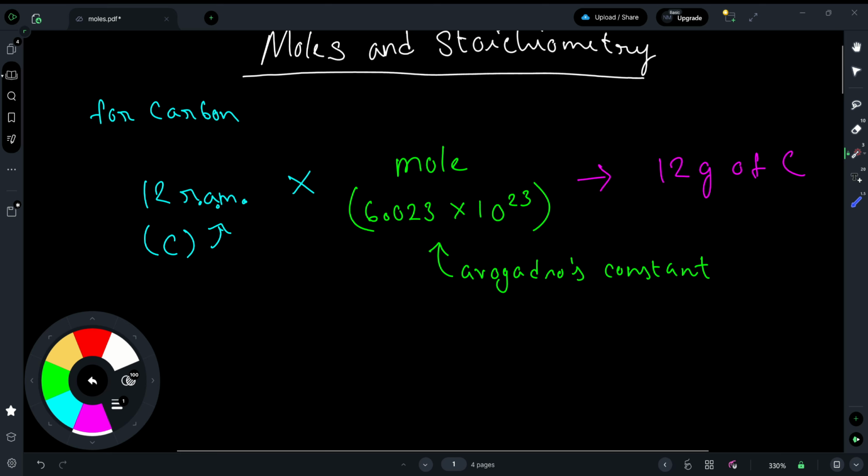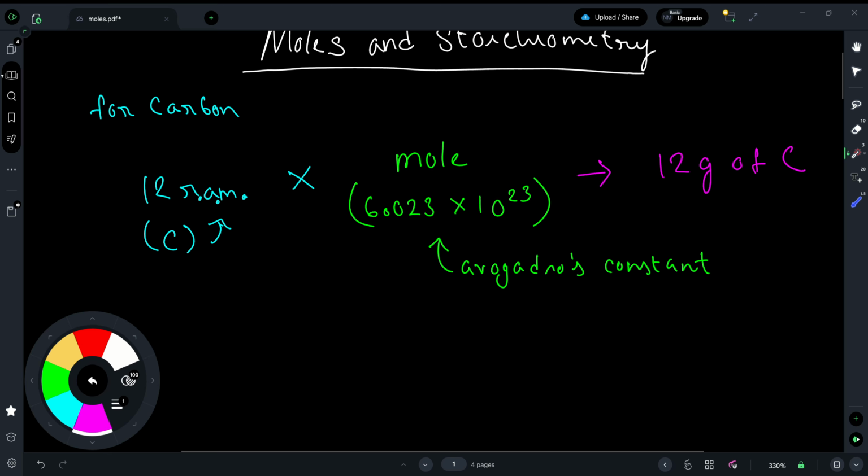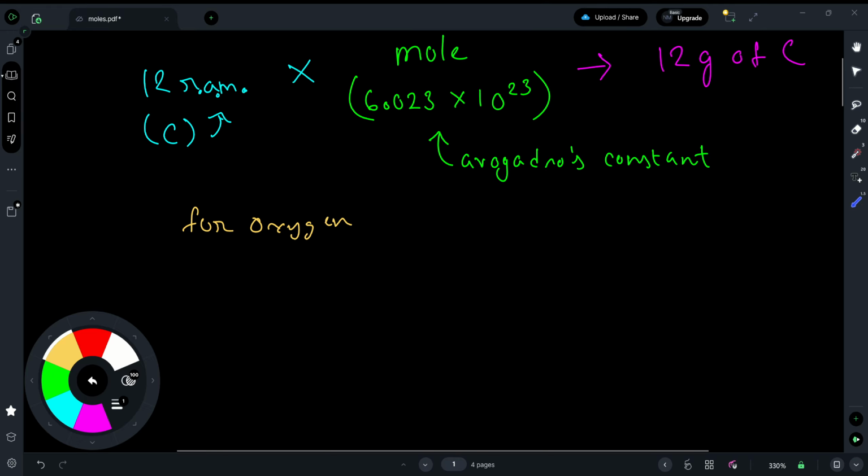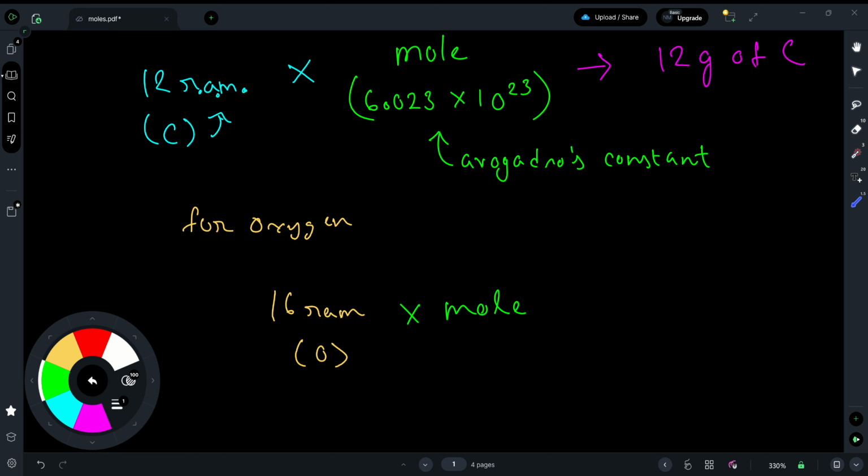This is particularly why we use moles, and this is true for any element there is, right? So let's try for oxygen. Oxygen has a mass number or relative atomic mass of 16. All right, 16 RAM. This is oxygen. And then if you take 1 mole, 6.02 × 10^23, you get 16 grams of oxygen.